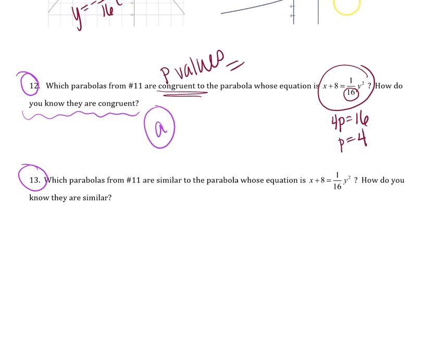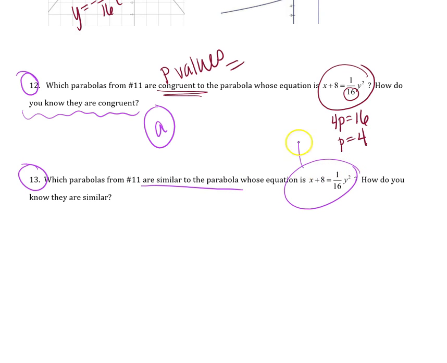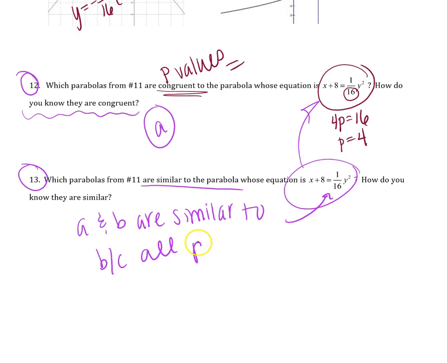Okay, for 13, which parabolas from 11 are similar to the parabola whose equation is this? Okay, it's the same thing as this. Well, how do we know they're similar? Well, all parabolas are similar. So both A and B are similar to this equation, and that's because all parabolas are similar.